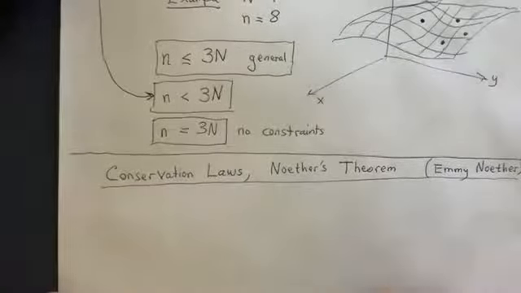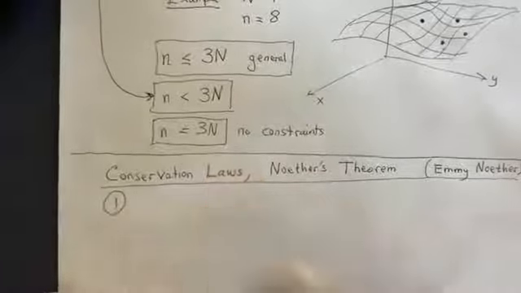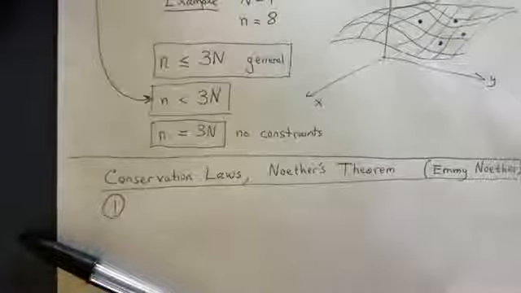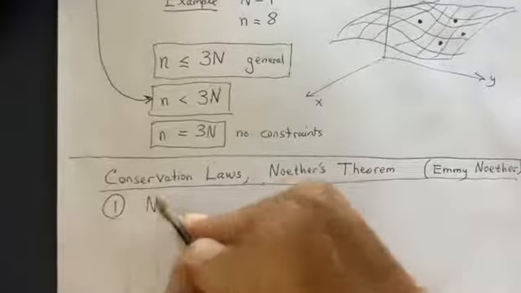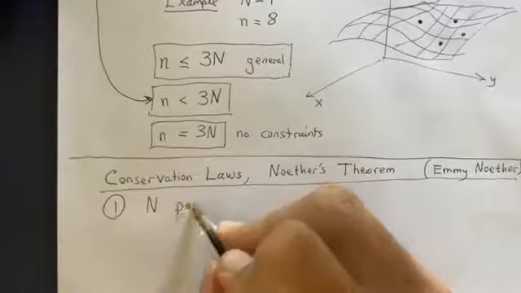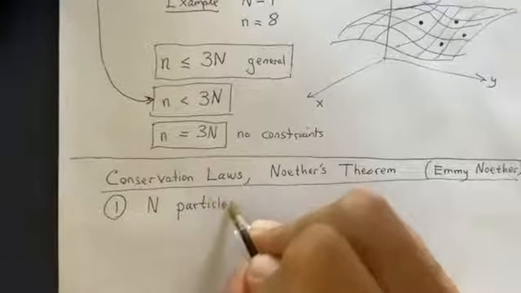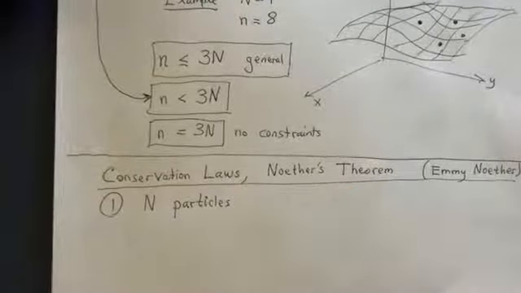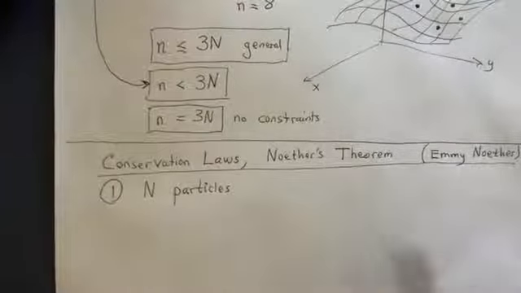Okay, so here's our first example of the mathematical framework. The structure is as follows. We're going to analyze a system, and we'll use Lagrangian mechanics to do this. We're going to analyze a system that possesses a certain symmetry. So let's consider capital N as a number of particles. Okay, and let's consider the case where there are no constraint forces.